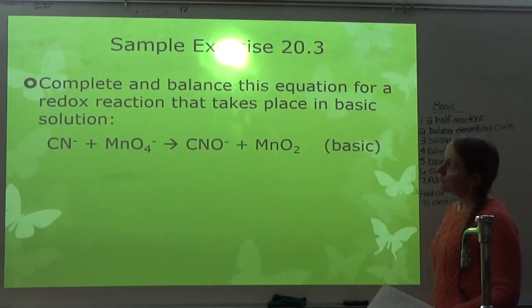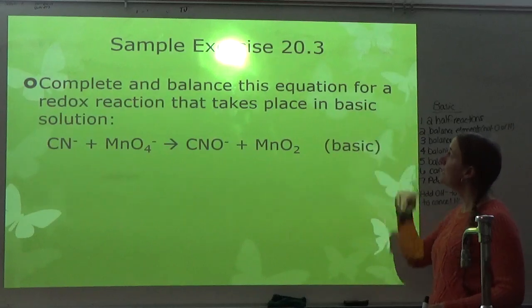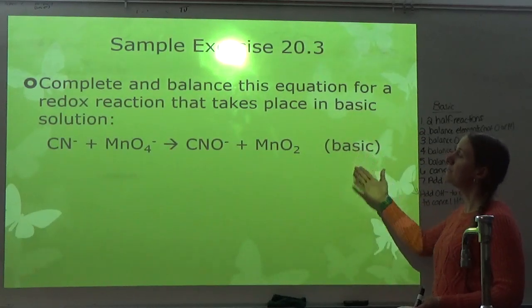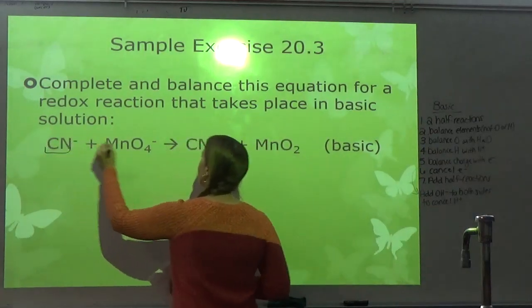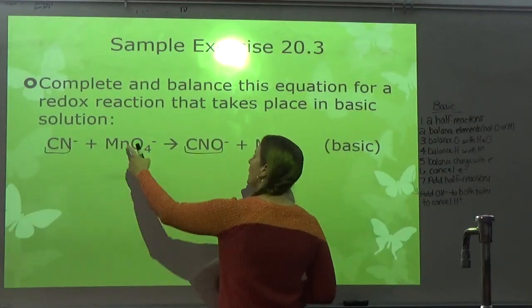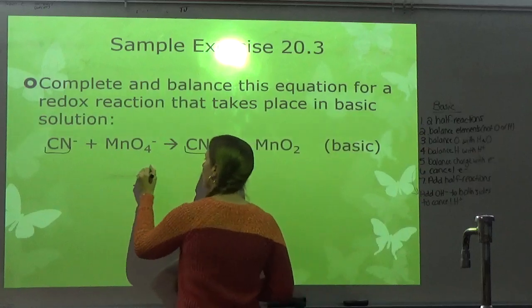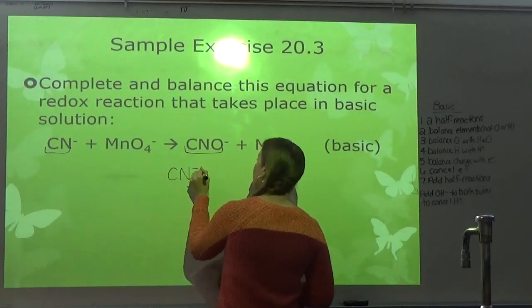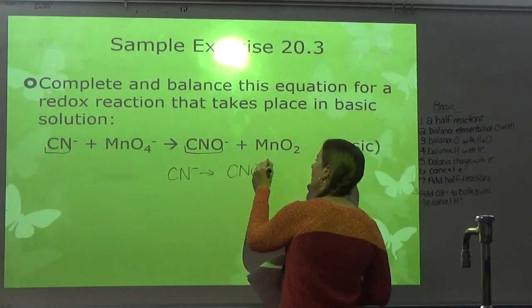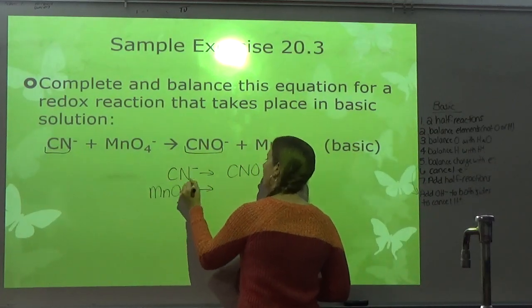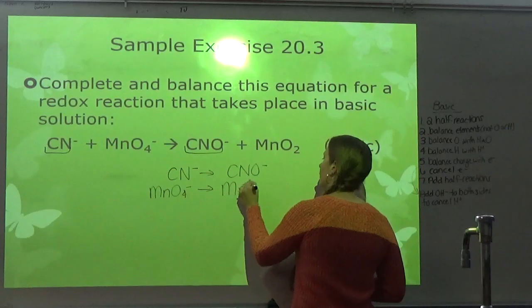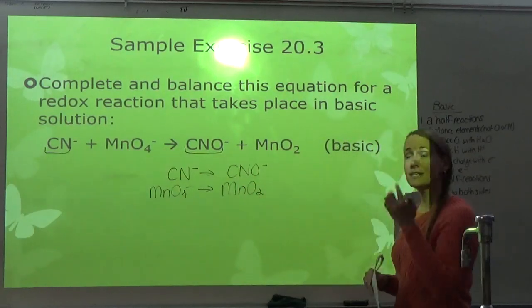All right, so let's look at the first one together. It says complete and balance this equation taking place in basic. So I'm still going to start by splitting it so I can see that the CN- and the CNO- go together and then the manganese ones go together. So I split that up. So CN- yields CNO-. All right, and then my MnO4- yields my MnO2. All right, so yeah, I just keep working.